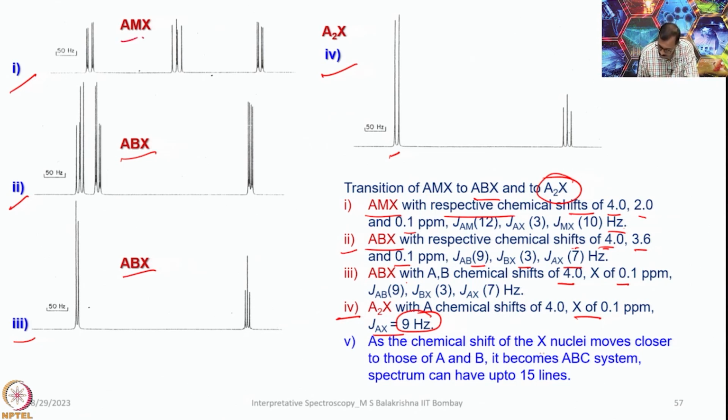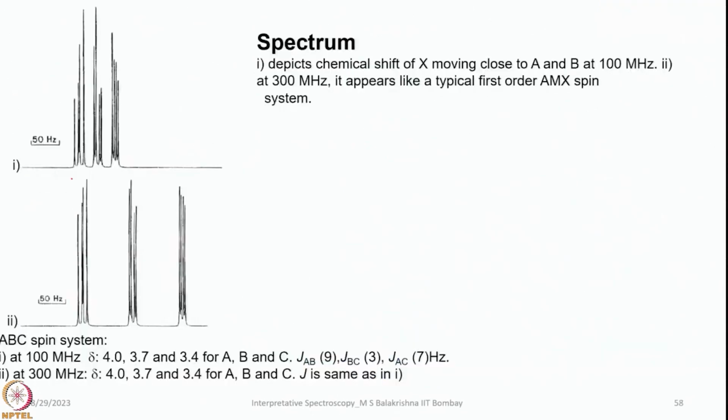And as the chemical shift of the X nucleus moves closer to those of A and B, it becomes an ABC system. Eventually we saw M moving very close towards A to become AB. In the same fashion, if the signal due to X also starts moving towards B, it becomes an ABC system. The spectrum can have up to 15 lines here. You can see here a typical ABC spectrum.